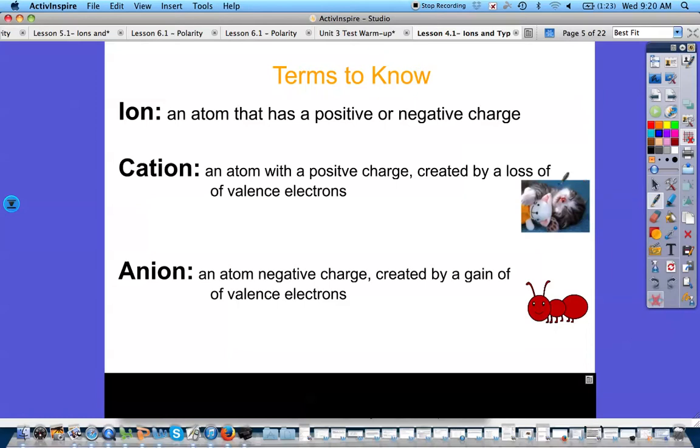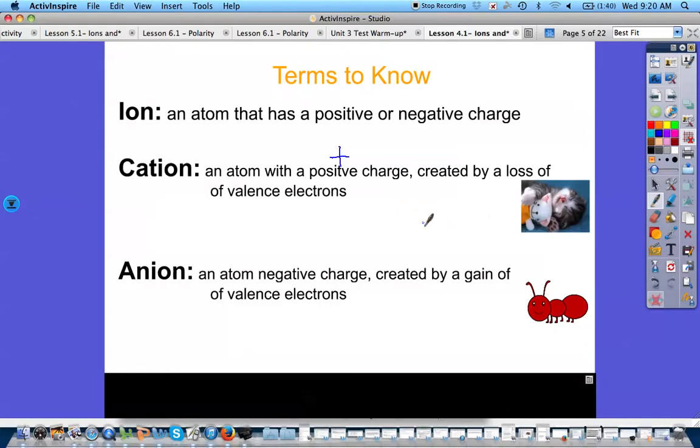A cation is an atom with a positive charge. It is created by a loss of valence electrons. So far we've been talking about our atoms being neutral. The protons and electrons are equal. So a cation is formed when we have a loss of valence electrons, making more protons than electrons and giving it a positive charge.